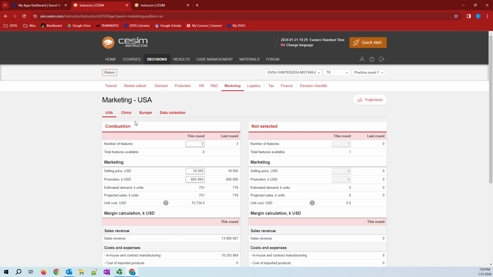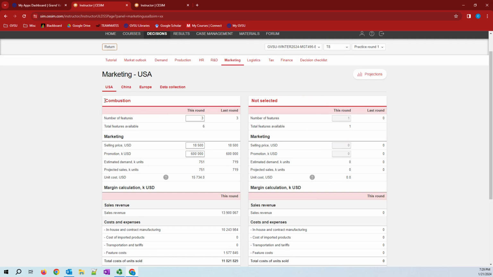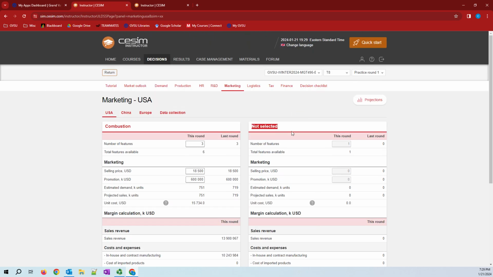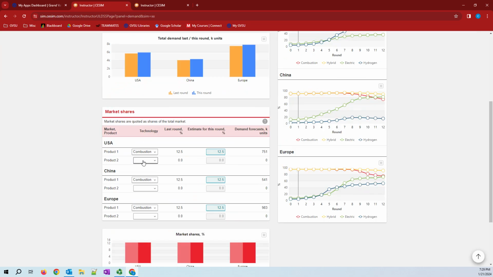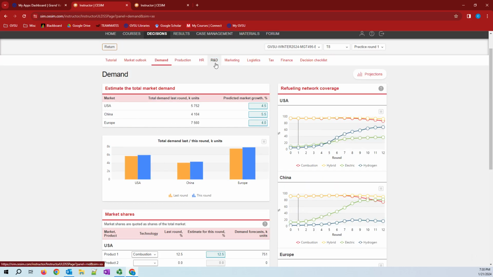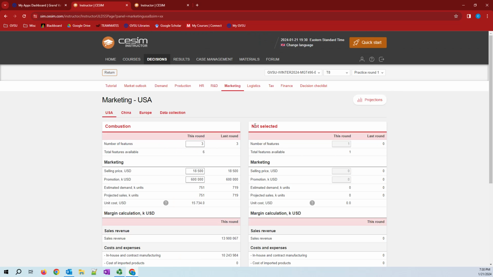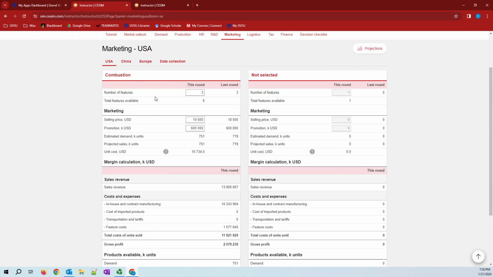So under the USA tab, we can see that there are two separate sections. One is labeled as combustion, another one is labeled as not selected. Now this second one is labeled as not selected because on the demand tab, I'm currently not selling the second product line that I am eligible to sell in USA, China, or Europe. Once I start estimating for that second product line, then I will be able to see that second product line name here. It will probably be hybrid in my next round. Okay. Now, this information that I already have here is from the last round.